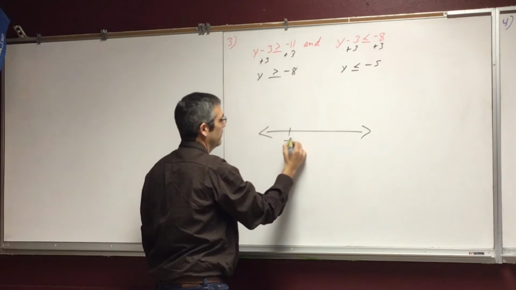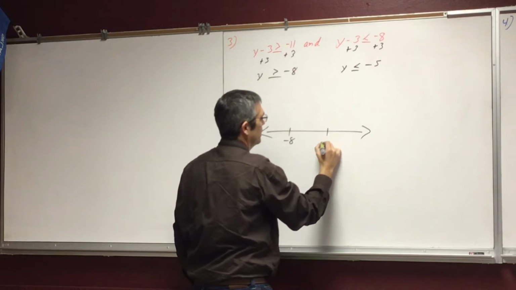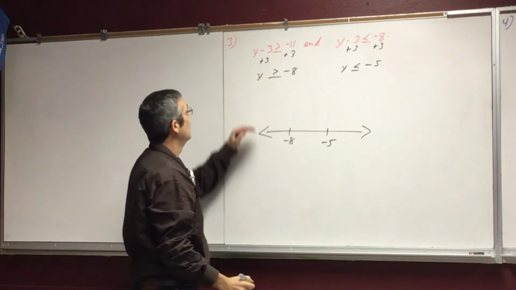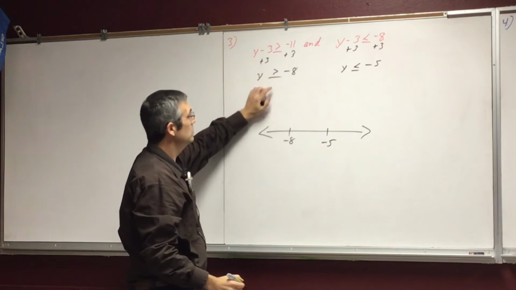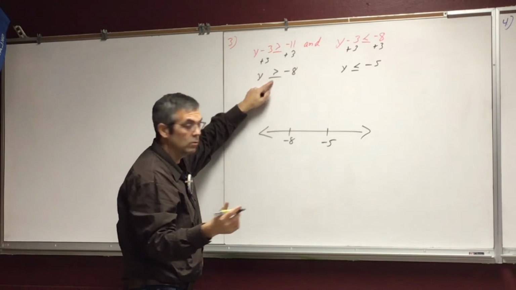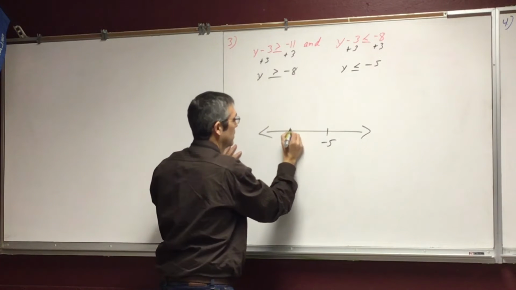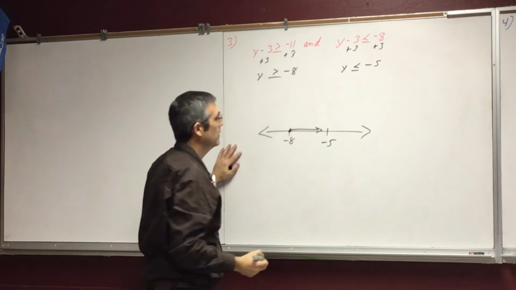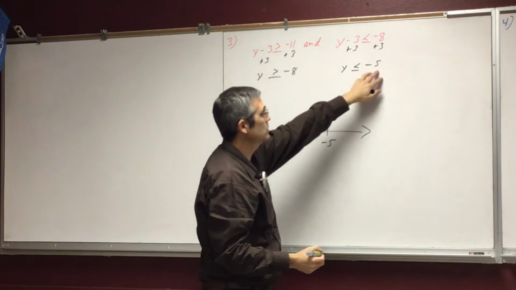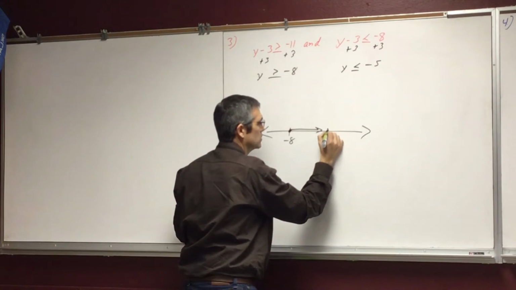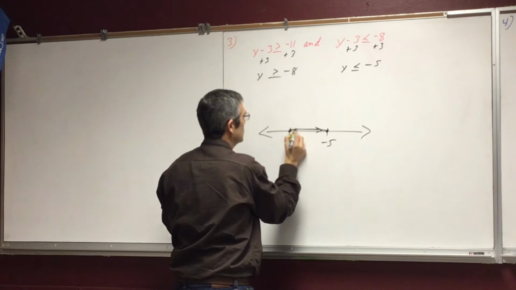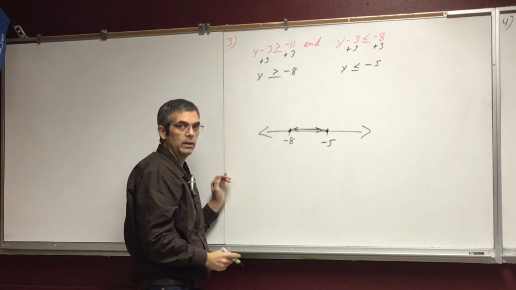So we got negative 8 over here, got negative 5 over here. Y is greater than or equal to negative 8, closed circle, goes that way. Y is less than or equal to negative 5. Again, closed circle, goes this way. Okay, where do they overlap?